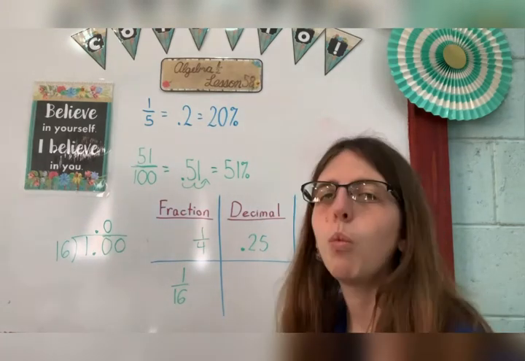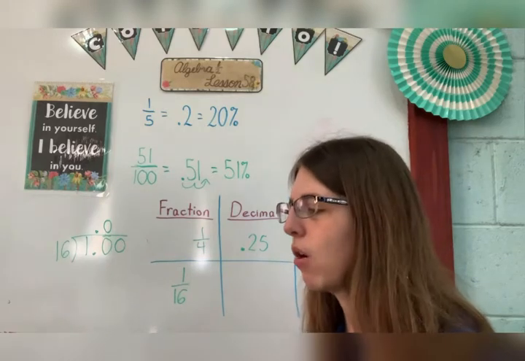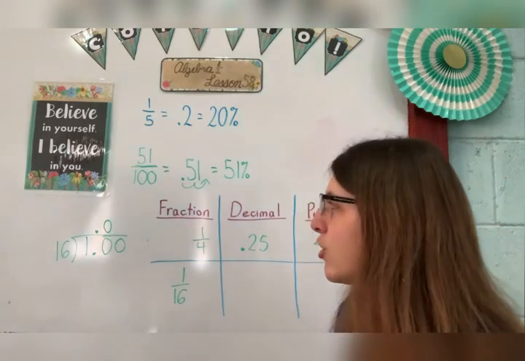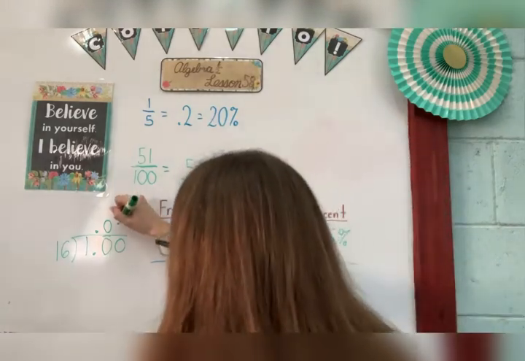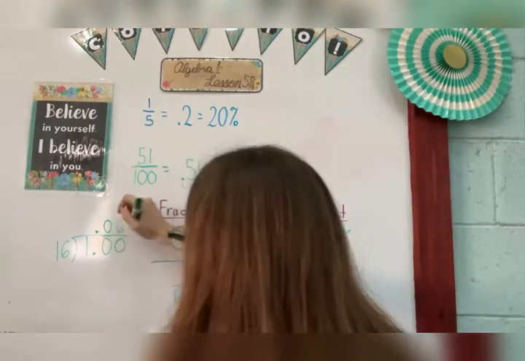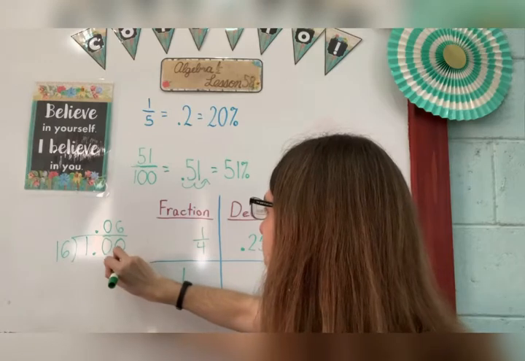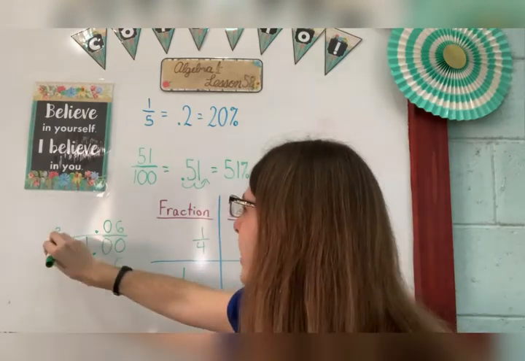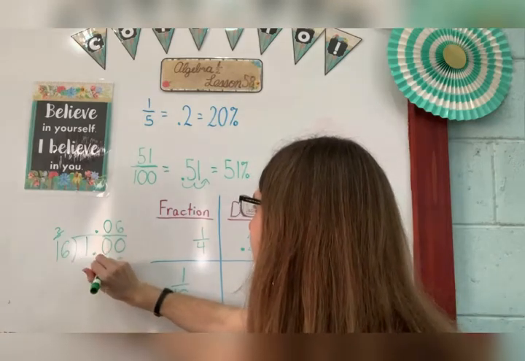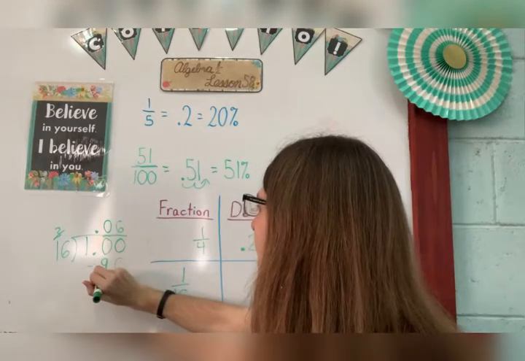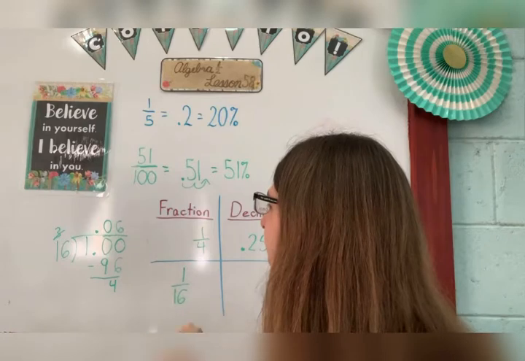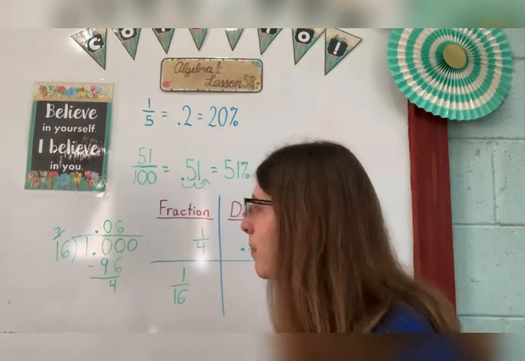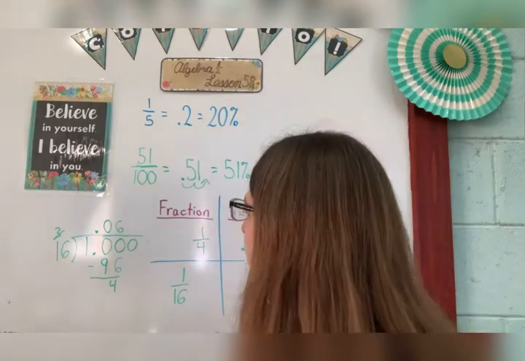Well, what's the closest I can get without going over? Let's try 6. 6 times 6 is 36. Carry my 3. 6 times 1 is 6, plus 3 is 9. Subtract. I get 4. Got to annex another 0. I can see a problem. I'm probably going to run into this work over here, but that's okay.